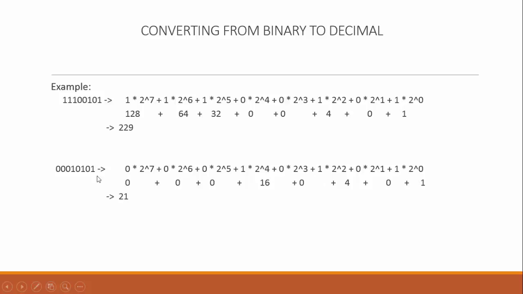Everyone that has a 0 as its binary digit, anyone that is a 0 as a bit, will be multiplied by a 0, thereby equating to a 0. So here we have 0 plus 0 plus 0 plus 16 plus 0 plus 4 plus 0 plus 1, which gives us 21.